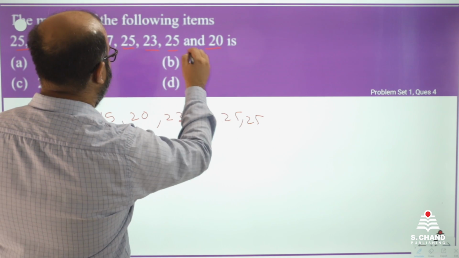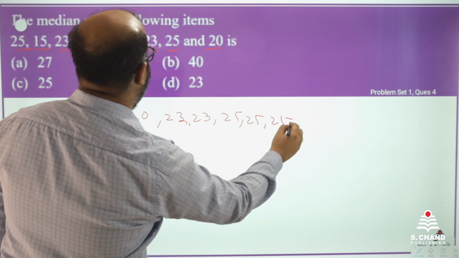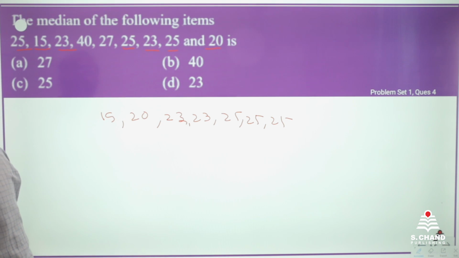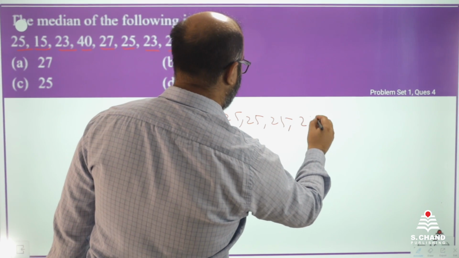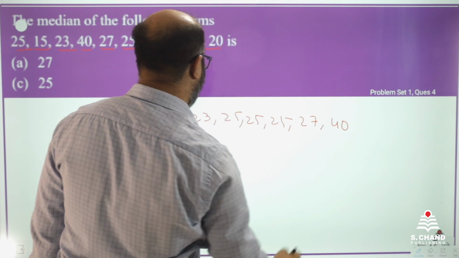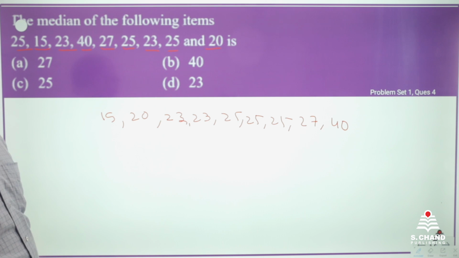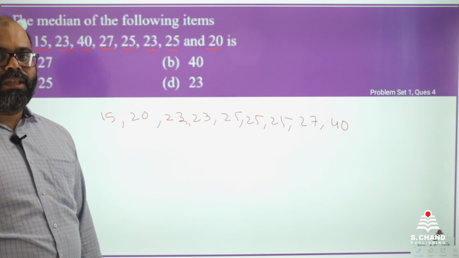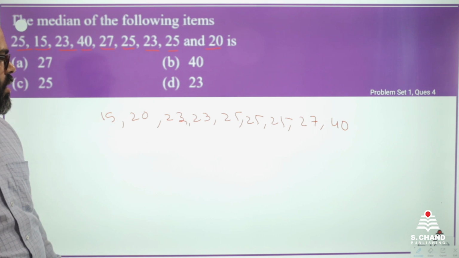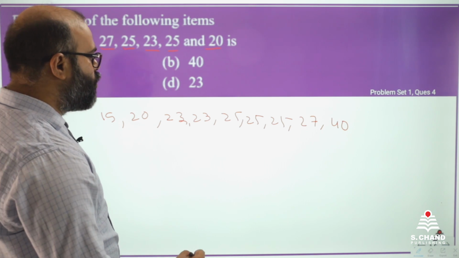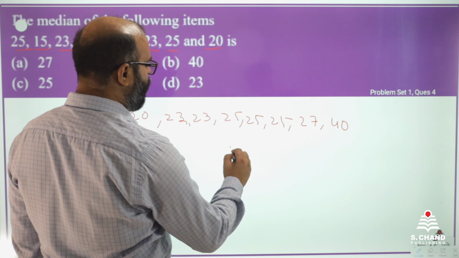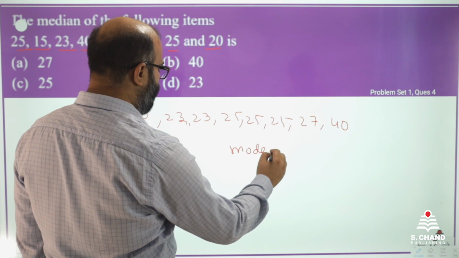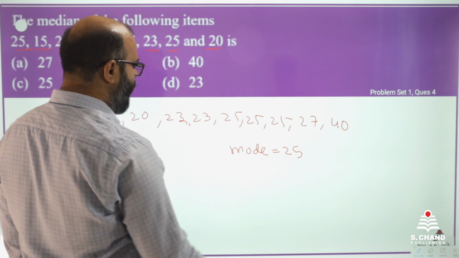It is coming actually 3 times, right? So 25, and then the next term is 27 and then 40. Now it has been asked to find the median. If it is asked to find the mode, then in that case it is the frequently occurring value. So the frequently occurring value is 25, that is the mode. In this situation, mode is equal to 25.